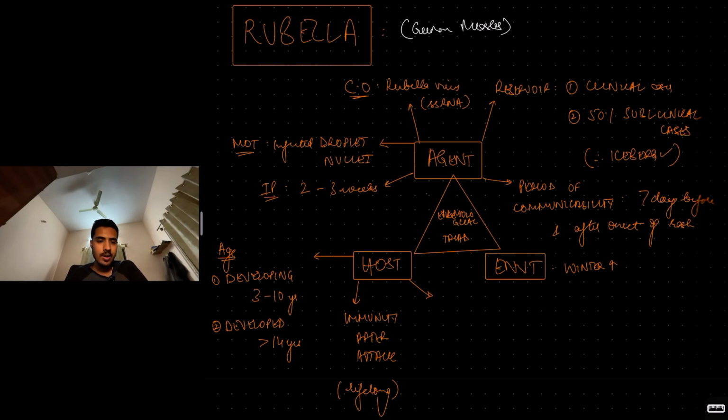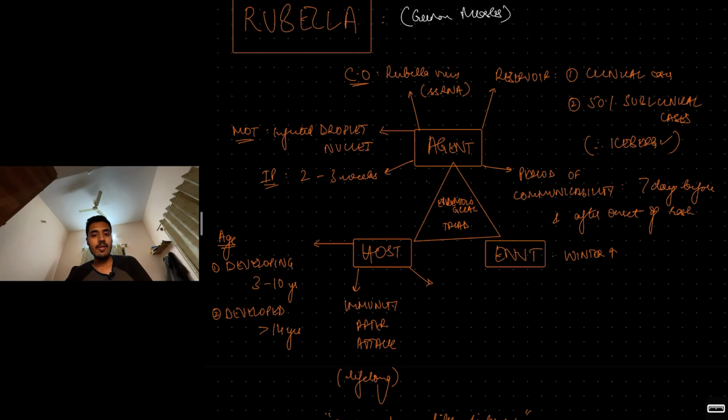So today let's cover another very important respiratory infection, that is rubella, also known as German measles. Just like how we did for measles, we'll divide it into three: agent factors, environmental factors, host factors. It is a respiratory infection. So environmental factors: most common in winter.